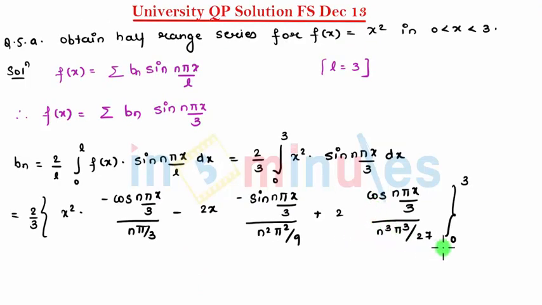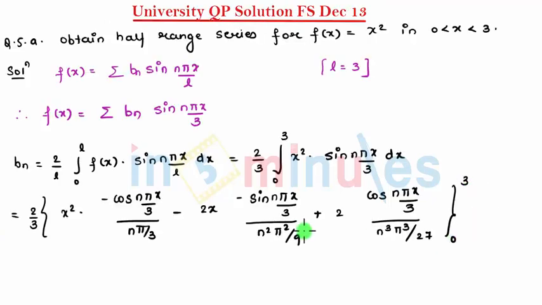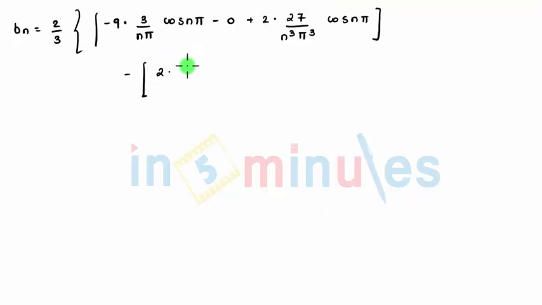And the third term comes to be 2 into 27 divided by n cube pi cube, so that is plus 2 into 27 divided by n cube pi cube. 3 and 3 get cancelled, cos n pi. So that's my first limit. Second, so that comes minus, the lower limit is 0. So the first term is 0, the second term is 0. When we put cos 0 here, we again get plus of 2 into 27 divided by n cube pi cube, and cos 0 is 1.